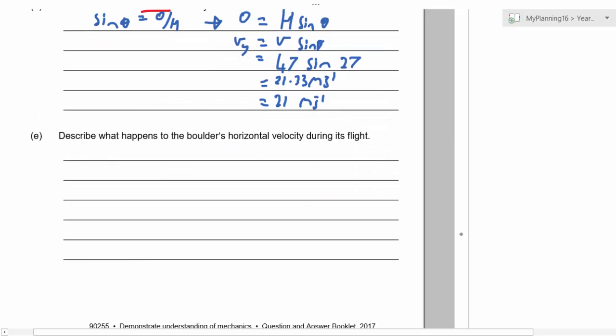Okay, E, describe what happens to the boulder's horizontal velocity during its flight. Well, if there's no air resistance, then the horizontal velocity of the boulder remains constant. It doesn't change. So that answer there is worth an achieved.